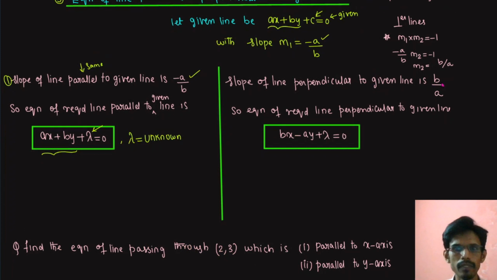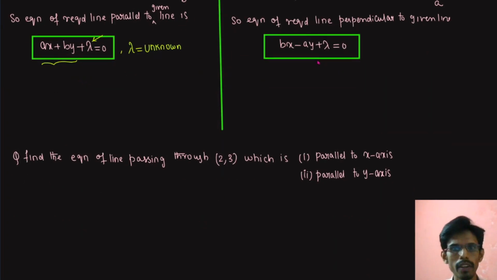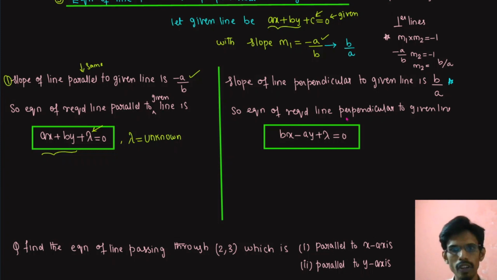So we will get the slope of the perpendicular line as b by a, that is take the reciprocal with opposite sign, that will be the slope of the perpendicular line. Now the equation of the required line perpendicular to the given line will be bx minus ay plus lambda. Here we have to interchange the coefficients of x and y and put a negative sign. Plus lambda equal to 0 will be the equation of the line perpendicular to the given line ax plus by plus c.